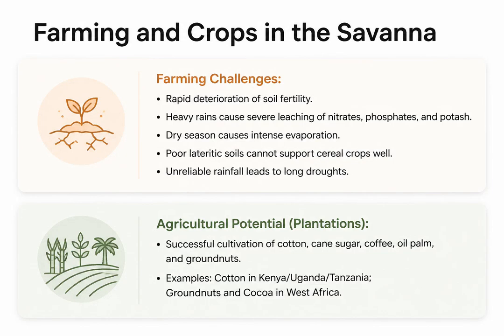Farming in the savanna is a constant battle against the soil and the sky. The torrential summer rains aggressively leach vital nutrients like nitrates and phosphates deep into the ground, leaving behind poor, iron-rich lateritic soils that struggle to support basic cereal crops. Add in the highly unreliable rainfall and frequent droughts, and subsistence farming becomes very precarious. However, with proper investment, the savanna has immense potential for plantation agriculture. Countries like Kenya and Tanzania successfully produce large-scale cotton, while West Africa has expanded into commercial groundnut and palm oil cultivation.